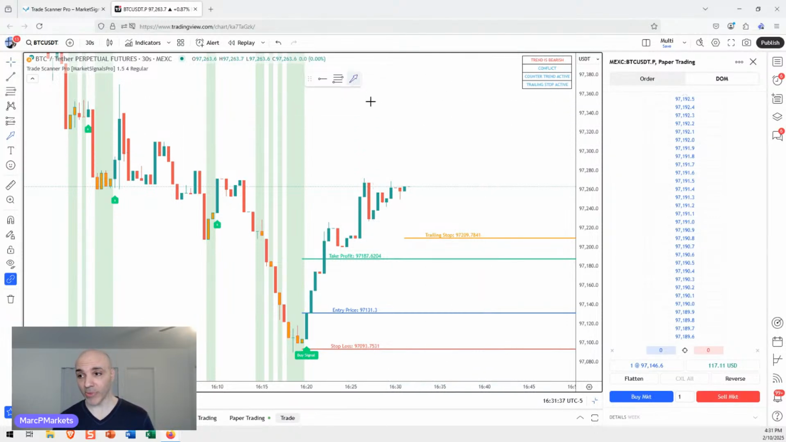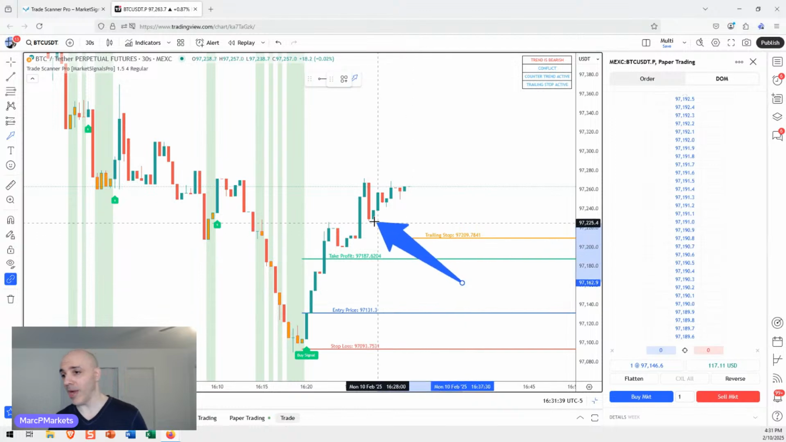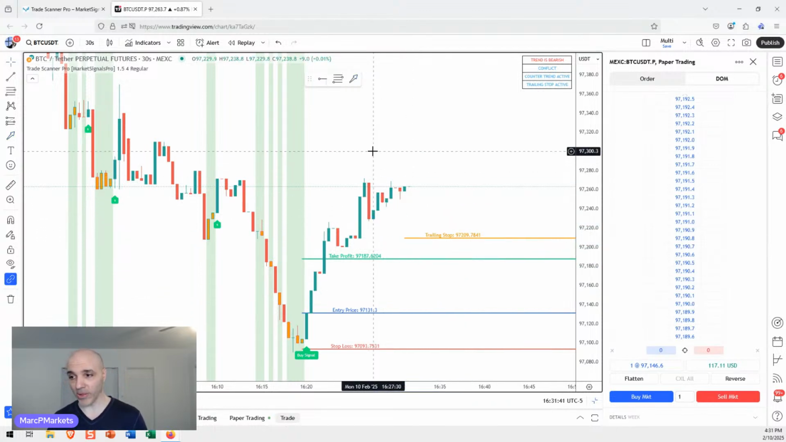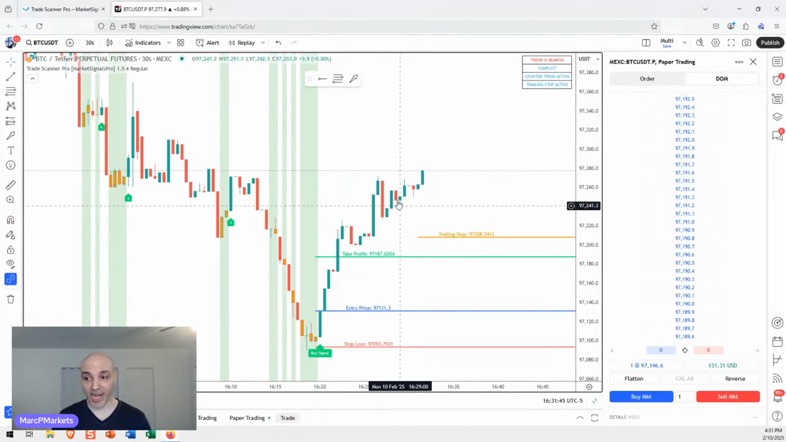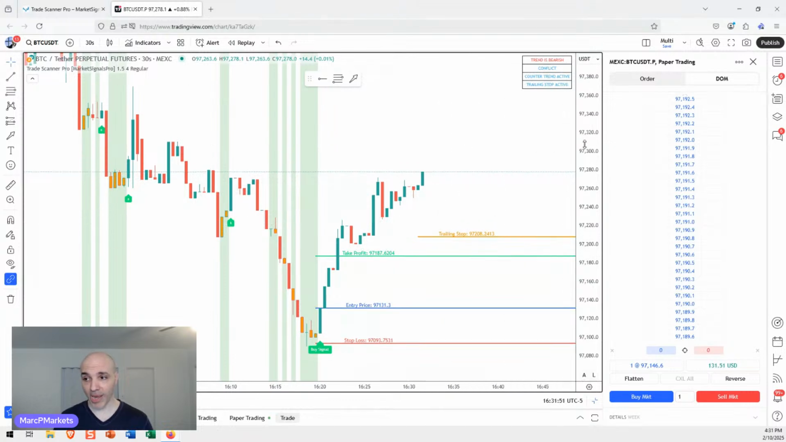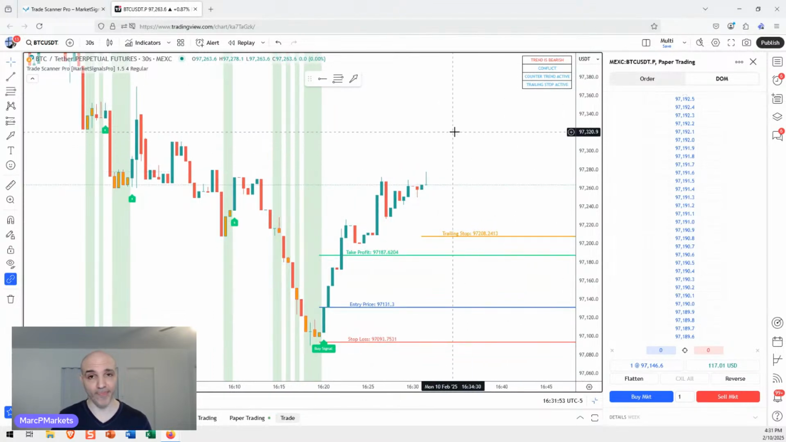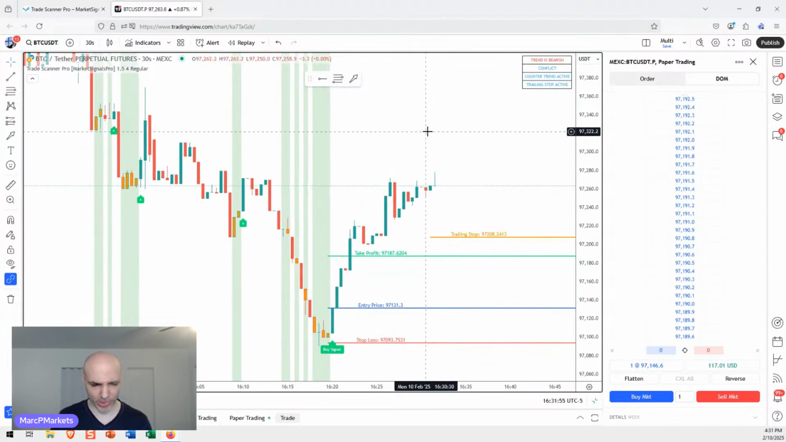Without the Trade Scanner Pro, I may have gotten out over here on this red candle. Oh, red candle. I better get out. Right? And there's no reason to get out. There's many times where it'll tap me out on the trailing stop. I get out, it turns right around and goes higher. Happens all the time. Well, not all the time, but it happens.